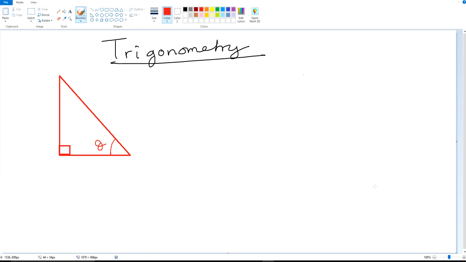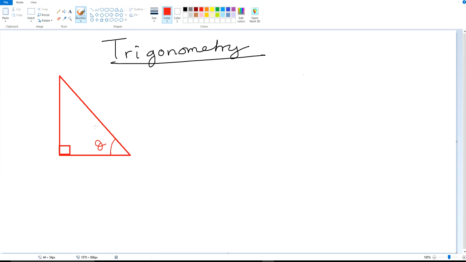Okay, the subject is trigonometry. That's what we're studying today. So here we have a right angle triangle. Trigonometry is concerned about right angle triangles. Now, first of all, in this right angle triangle, we have our angle marked out as theta. That's a little symbol there.